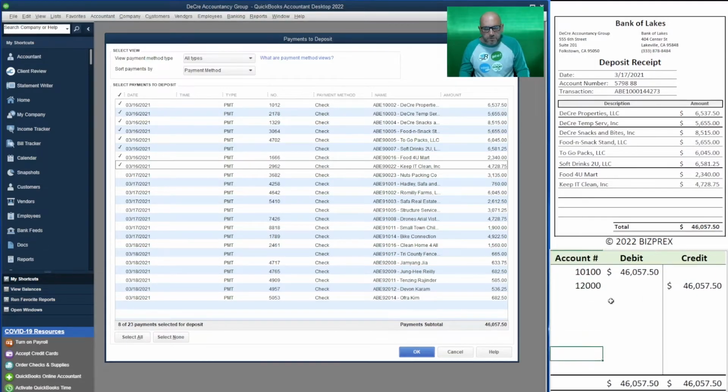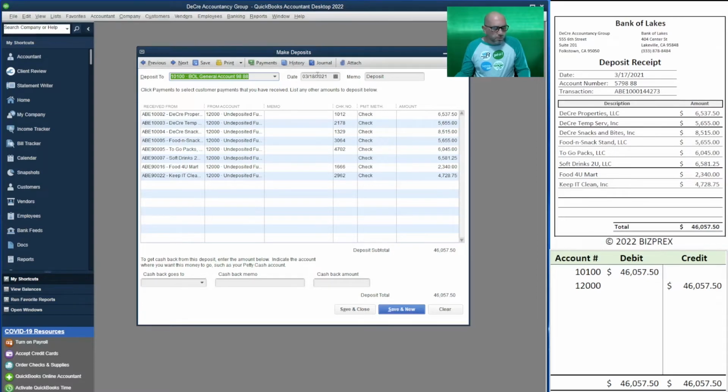All right, here it is. Debits and credits are in balance. This amount is the sum of all this. So each one of these selected items is a credit to undeposited funds, account 12,000. 12,000 is an asset. Assets go down when credited, right? We take those undeposited checks to the bank. We no longer have them undeposited. So that has to be reduced. Our bank balance, on the other hand, will go up, and it has to be increased through debit. Okay, let's continue.